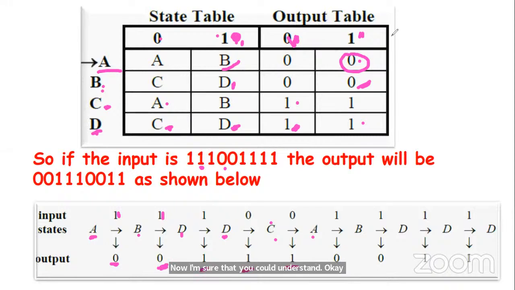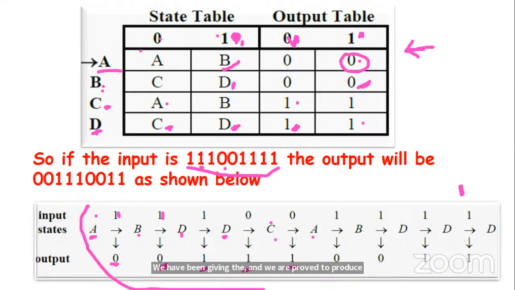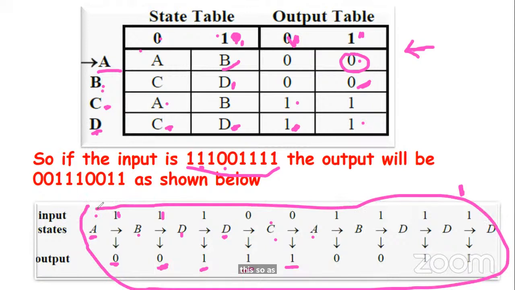Hence the input and transition states can help us determine what the output will be, all based on the table. Yes, this is a transition function, which is the table that is going to guide our movements here. We have been given the input, we have been given the table, and we are told to produce the output. We'll just be doing one after the other.